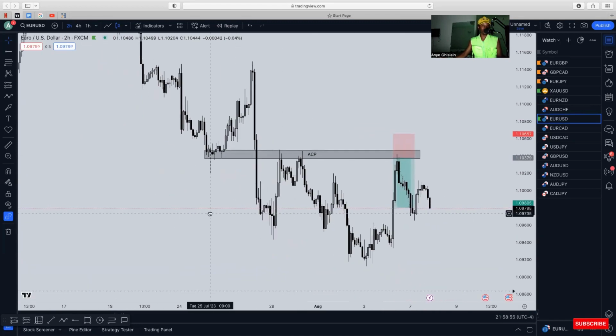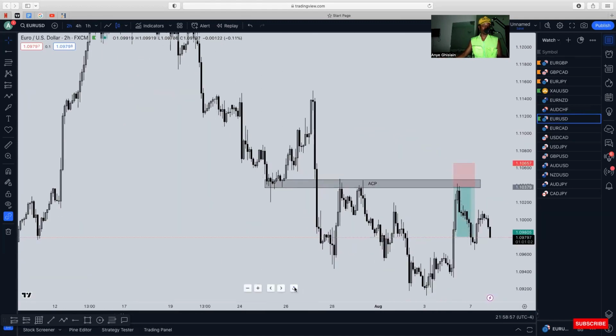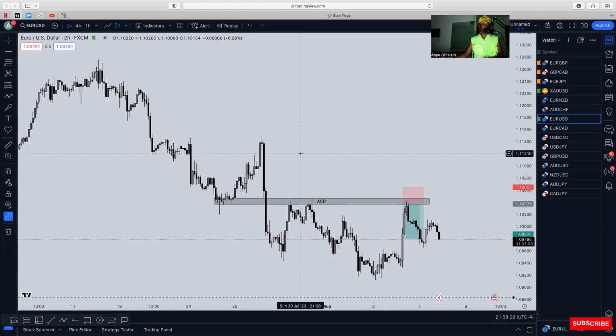Okay, now we have a trend here. If you look at this market here, guys, you're going to notice that we have two kinds of candles here. We have a bullish candle and we have a bearish candle. So bullish candles are typically these candles that lead the market to go up.